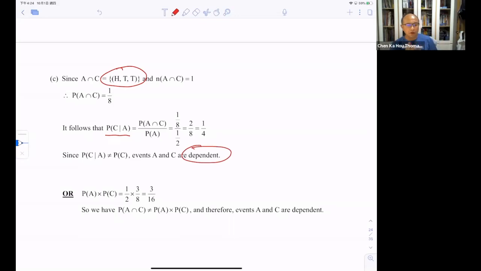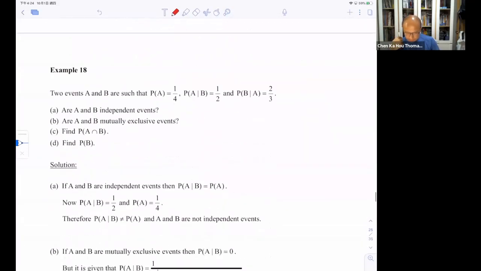OK, 即係兩件事係有影響嘅，非獨立事件. OK, so this is to show you how to prove independent or dependent events. Are you clear? Okay. Next one.